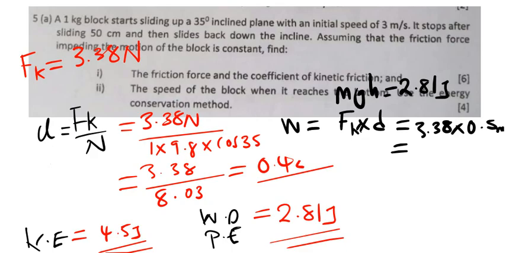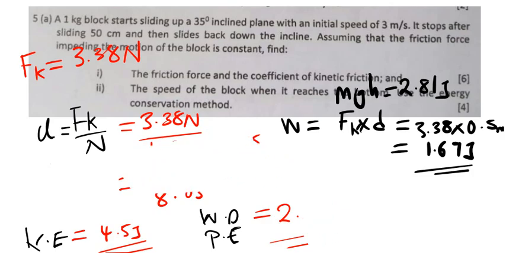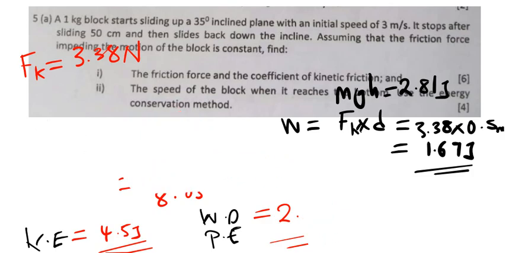So now when we do the math, 3.38 multiplied by 0.5, I'm getting 1.69 joules. This will be the work that is going to be done by friction. Okay, now that we've got that, energy is always conserved. So all these energies that we have, the potential energy and the work that has been done by friction, what are you going to have as the final energy?